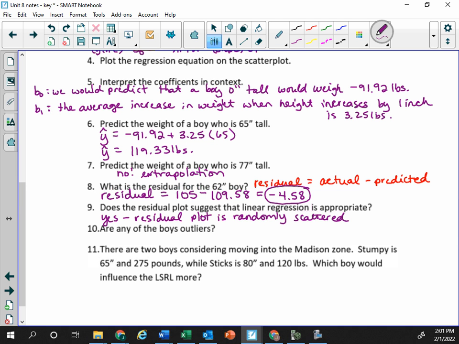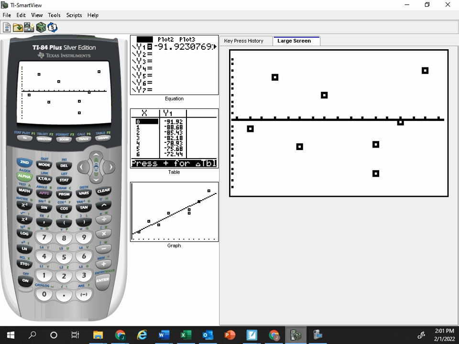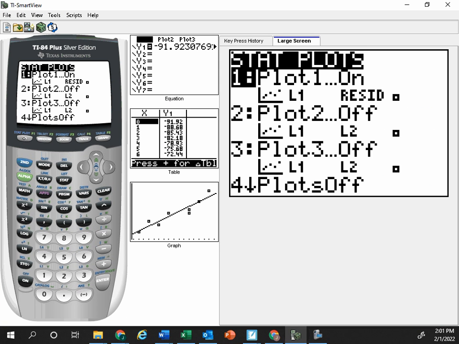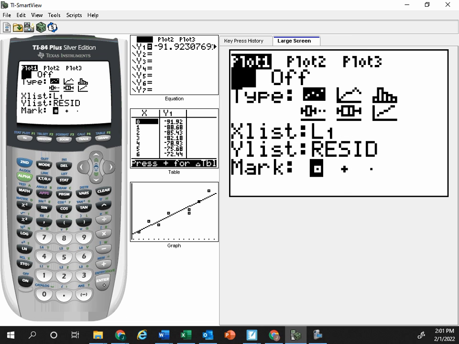Okay, then are any of the boys outliers? So we could go through the formula, the Q3 plus 1.5 IQR, Q1 minus, but I don't think you probably want to do that, correct? No. Okay, so let's look on our calculator. We're going into stat plot again. Okay, but I'm not going to pick a scatter plot this time. I'm going to pick the box plot that will show outliers if there are any.